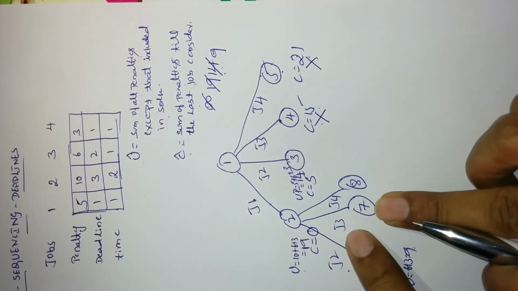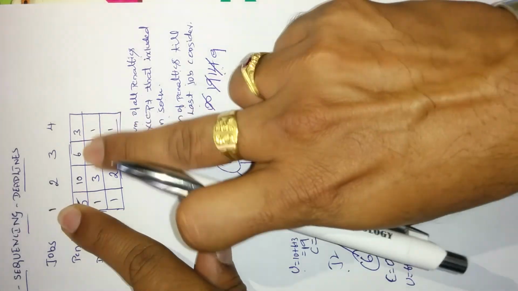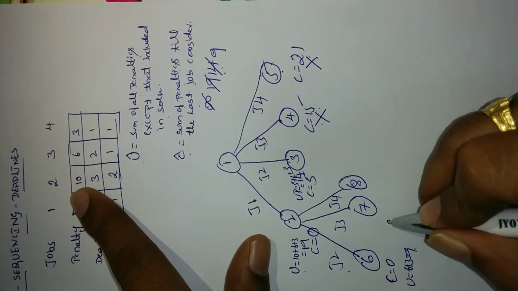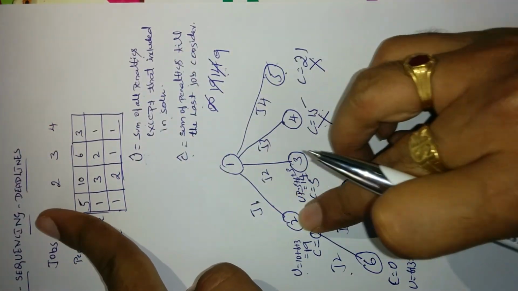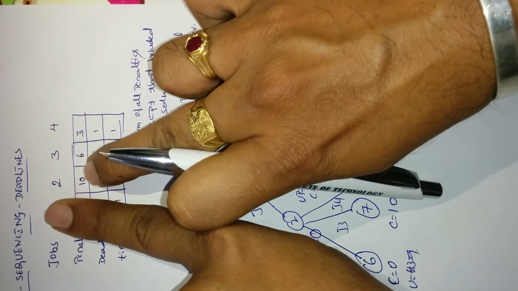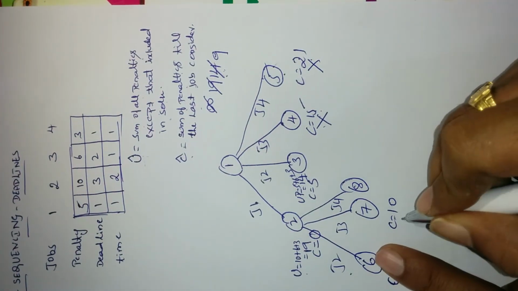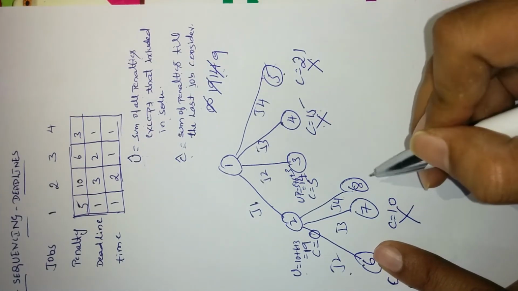Next, job 3. Job 1 and job 3. What is the cost? Cost is 10. Job 1 and job 3 we are taking. So, cost is 10. So, compare here. 10 is maximum. So, we have to kill this node. We can't put here. Next, come for job 4.